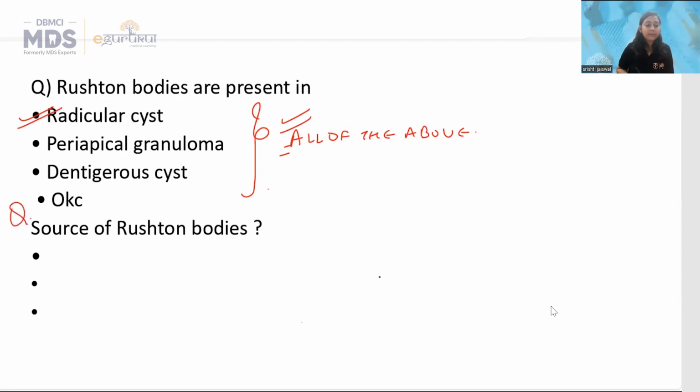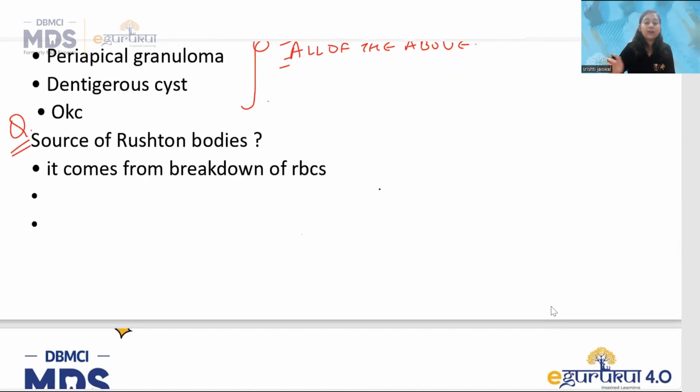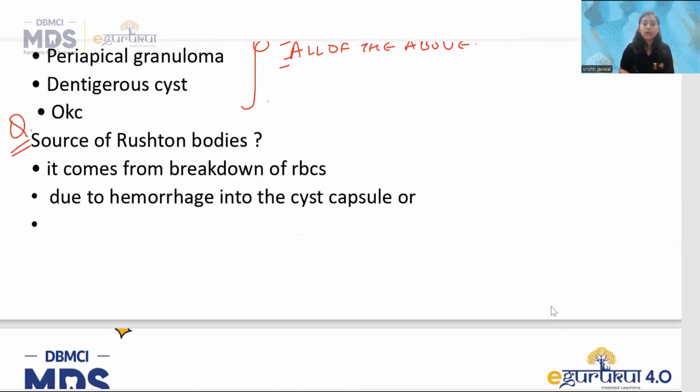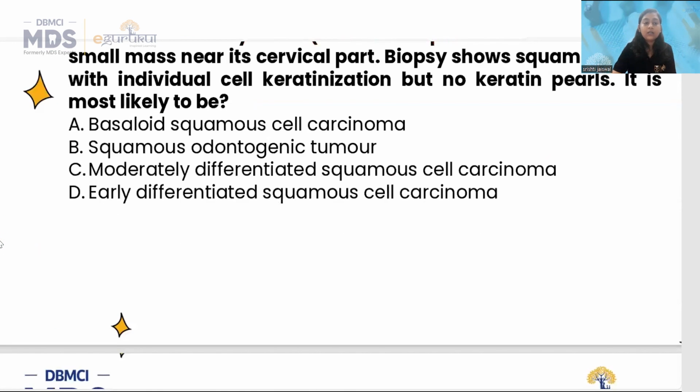Now, one again very important question associated with this. What is the source of these Rushton bodies? Now, some say it comes from the breakdown of the RBC due to hemorrhage into the cystic capsule. So whenever a hemorrhage occurs in the cystic capsule, these RBCs break down and they are seen as Rushton bodies. Or sometimes they are also seen as secretory product. Because they are seen as secretory product, it gives Rowley phenomena. So this is a very important point associated with Rushton bodies, that they give Rowley phenomena. Okay. Now, the next question.